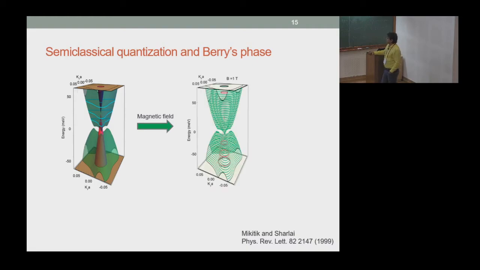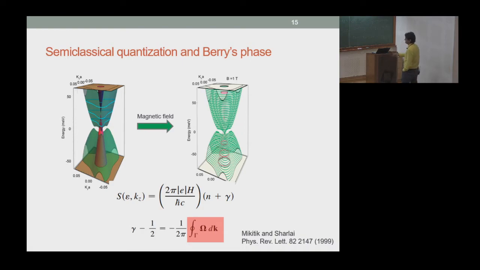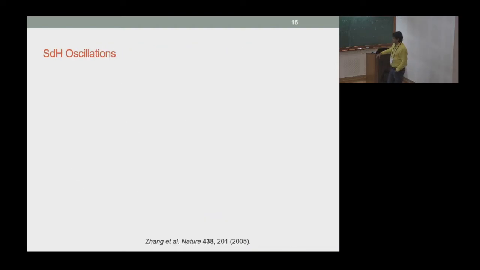I already told you, as you apply a magnetic field, you have these closed orbits. And you can quantize these semi-classically, which is related to the area in k-space. N is an integer, which is the index for the Landau level. And this gamma parameter is related to the Berry's phase, which is this guy right here. So the electrons, as they move around in k-space, have their area satisfy a boundary condition. But this term gives you the phase that is because of the Berry curvature that might be there in the band in which they're moving around. And that's what people experimentally measure in our transport community.